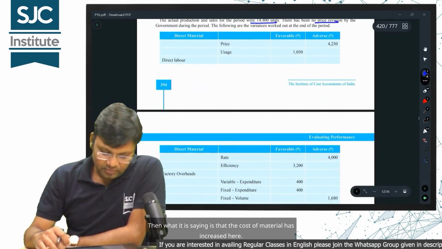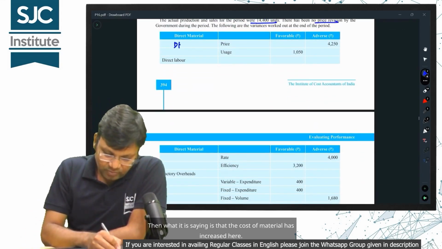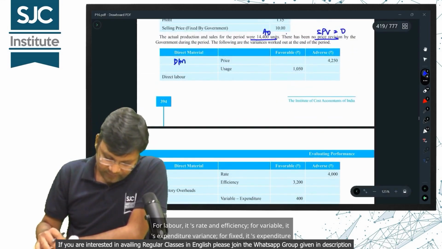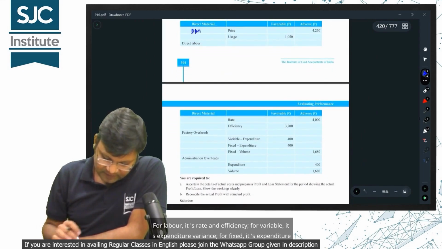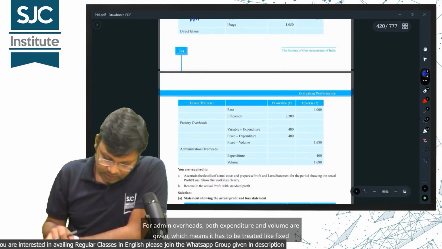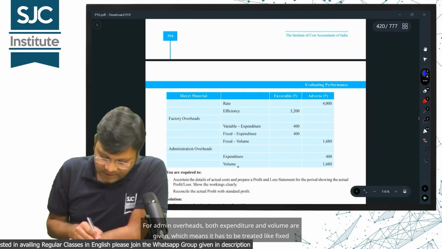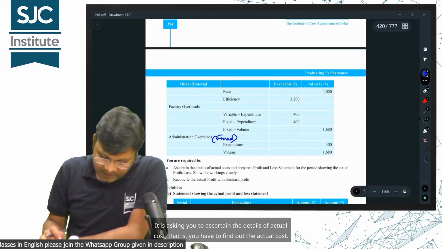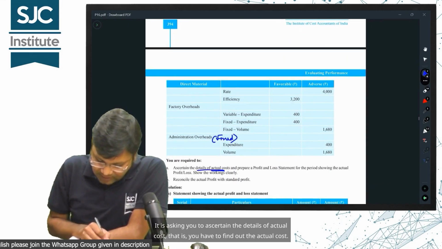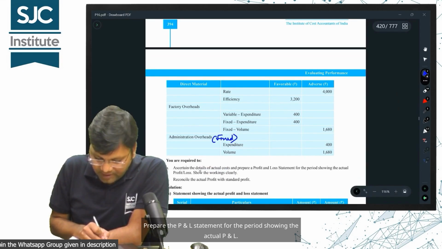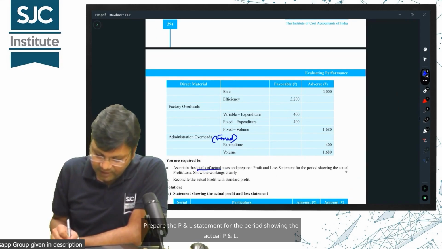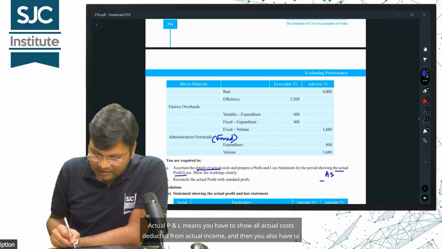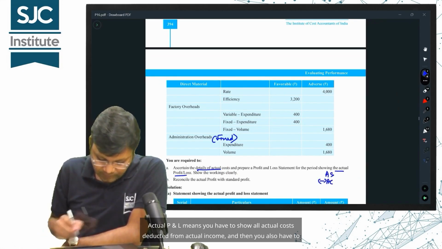Then what it is saying is that the cost of material has increased here. There is a price usage variance. For labor, it's rate and efficiency. For variable, it's expenditure variance. For fixed, it's expenditure and volume. For admin overheads, both expenditure and volume are given, which means it has to be treated like fixed overheads. It is asking you to ascertain the details of actual cost, that is, you have to find out the actual cost. Prepare the P&L statement for the period showing the actual P&L. Actual P&L means you have to show all actual costs deducted from actual income, and then you also have to do the reconciliation.